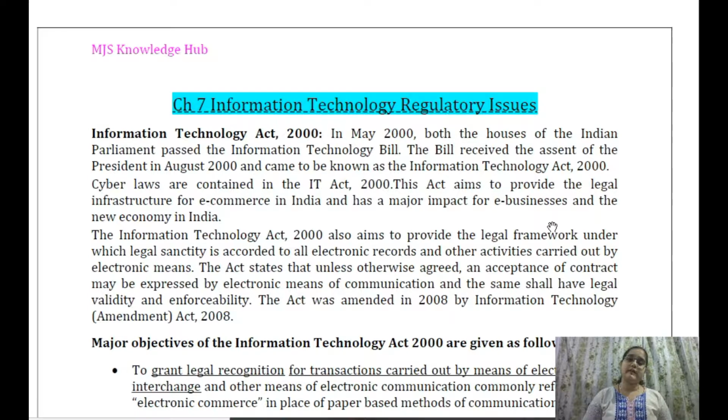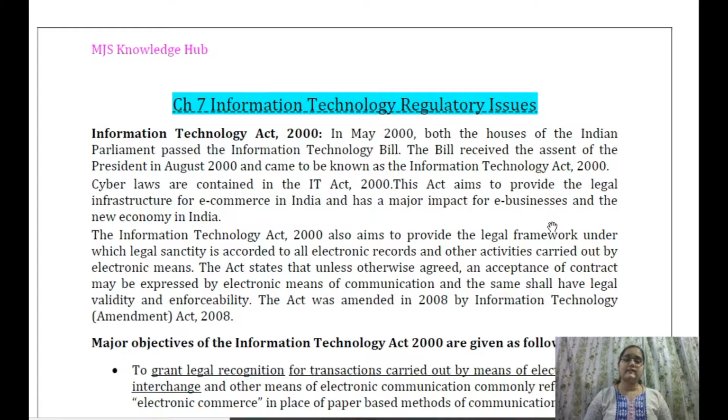Therefore, the Information Technology Act 2000 was passed in May 2000, and it was revised in the Information Technology Amendment Act 2008. The Act aims to provide a legal framework under which legal sanctity is accorded to electronic records or electronic transactions. So whatever happens with the help of electronic technology, IT, this Act will give the legal framework, legal backing, so that any activity done in electronic form is protected.